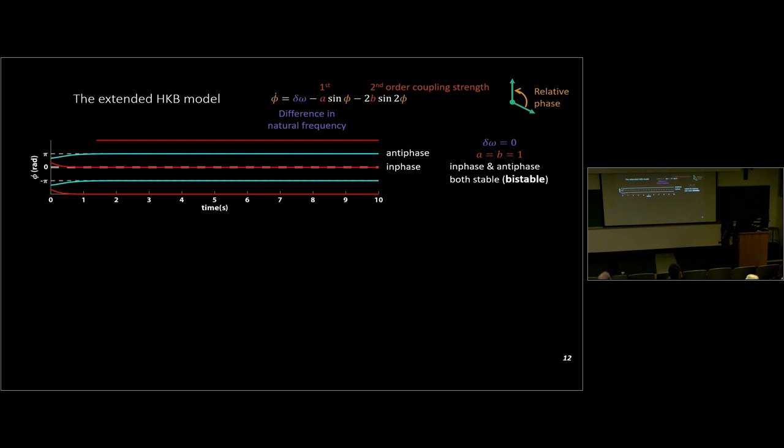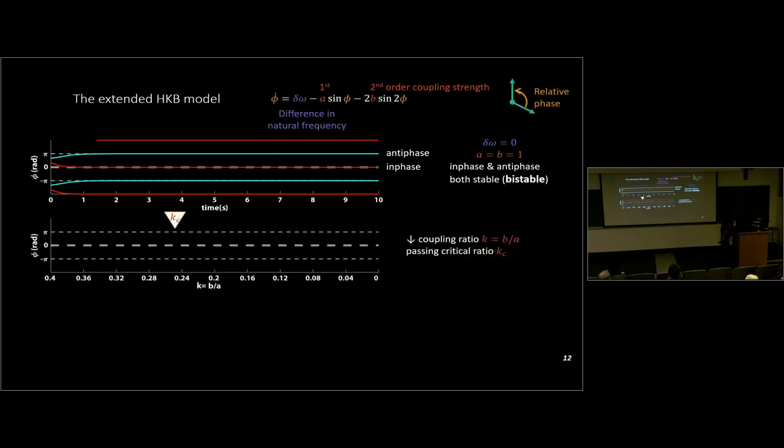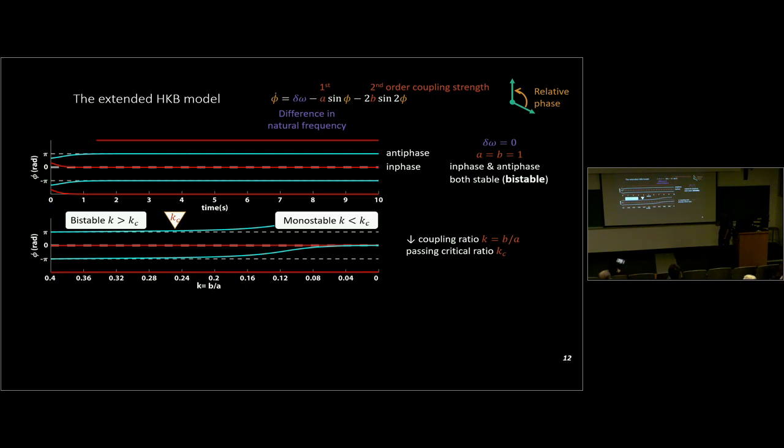And there are important parameters here, as I said. If we manipulate the coupling strength of the system, in particular how strong the second order term is relative to the first one, we will see that if the coupling strength ratio is strong enough, you will have both attractors stable. That is a region of bistability. But if the ratio is small enough, this is a reversed axis, this side is small, only the in-phase attractor is stable.